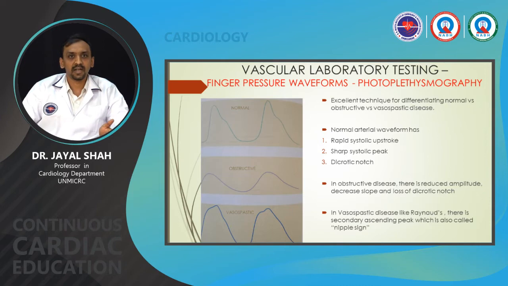In that case, there is a rapid systolic upstroke, a sharp systolic peak, and a dicrotic descending notch. Similarly, the middle one is an obstructive disease pattern which shows reduced amplitude, decreased slope, and loss of the dicrotic notch. Similarly, if there is any vasospastic disease like Raynaud's disease, there is a secondary ascending peak which is also known as the nipple sign, which is an important diagnostic marker for Raynaud's disease.